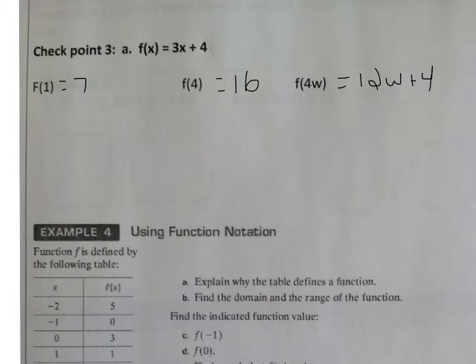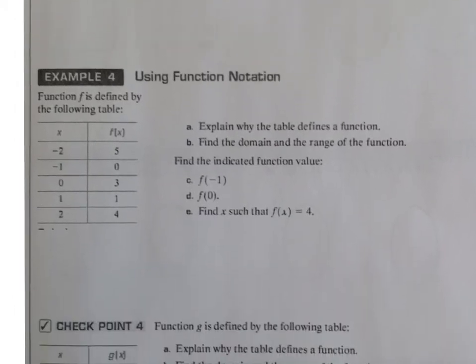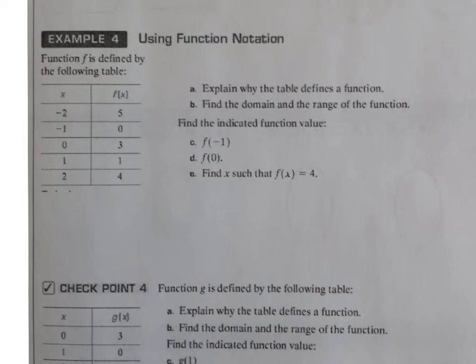Let's look at example 4. We're going to be using function notation. It says function f is defined by the following table. And you have x and f of x. And remember, that's x and y. F of x is just y. And we have these numbers for x and these numbers for f of x.